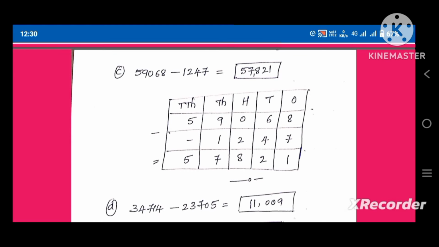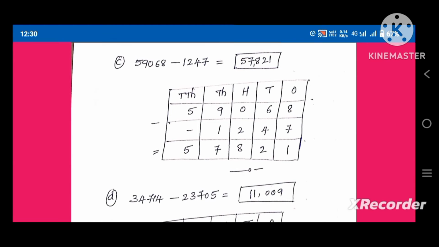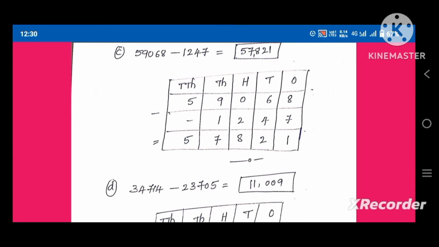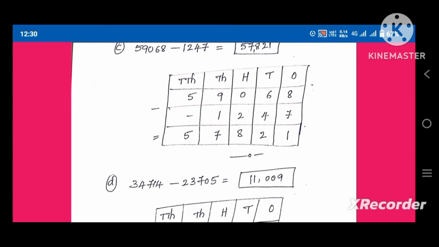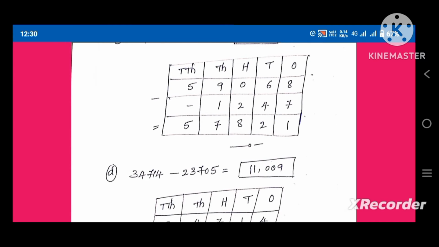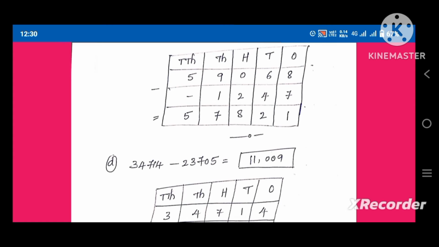Question number C. 59,068 minus 1,247 is equal to 57,821. D. 34,714 minus 23,705 is equal to 11,009.